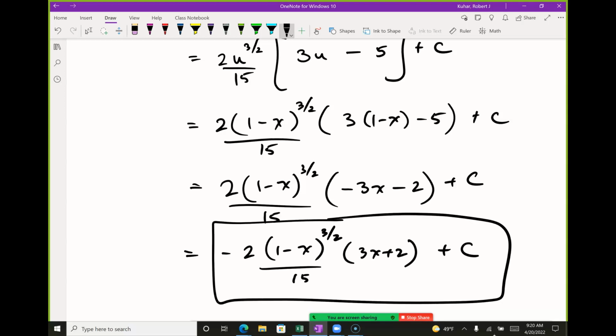There it is. And so why would I ask you to make this nice like this? Because when you're going to show me your check, you're going to use a product rule, right? When you show me your check on this one, you're going to use your product rule to show me that you got the antiderivative correct.